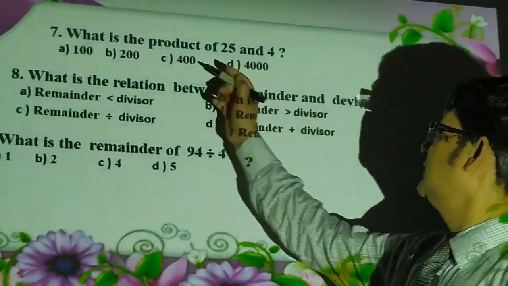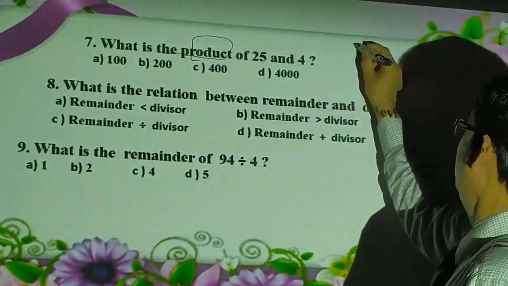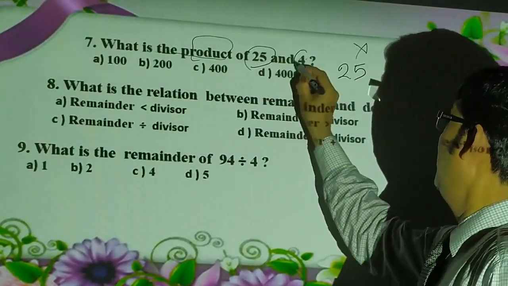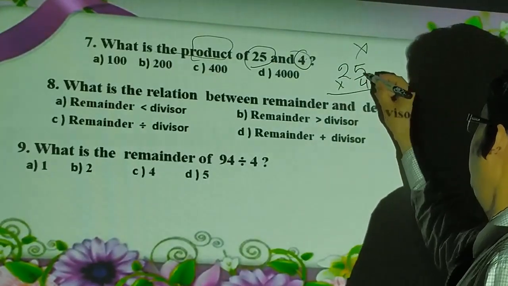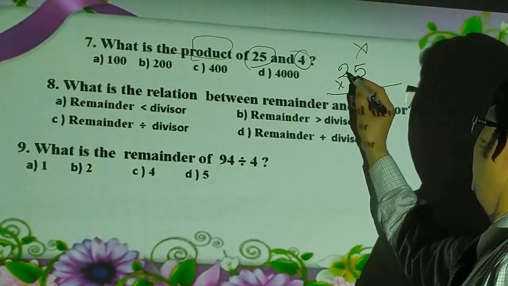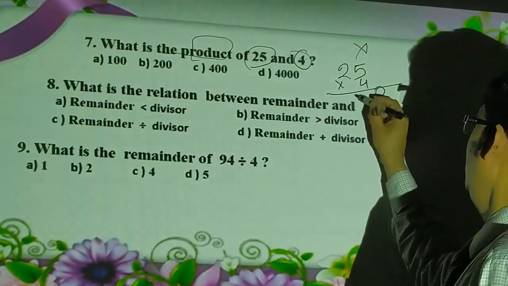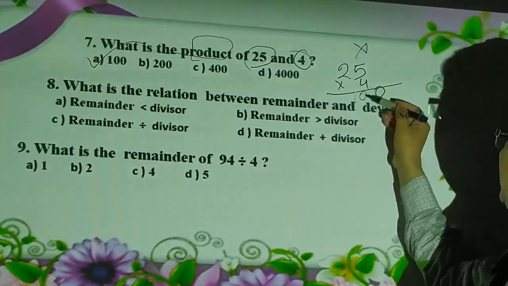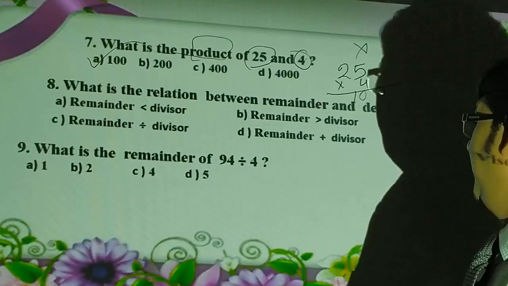What is the product given in the question? Product means multiply. Product means multiply. So 25 multiply 4. So my dear students, 5 fours are 20, carry 2, and 2 fours are 8, and 2, 10. So our answer is 100. You can multiply and the result will be 100.